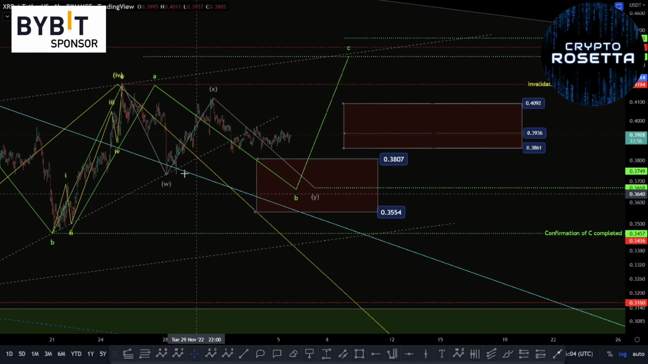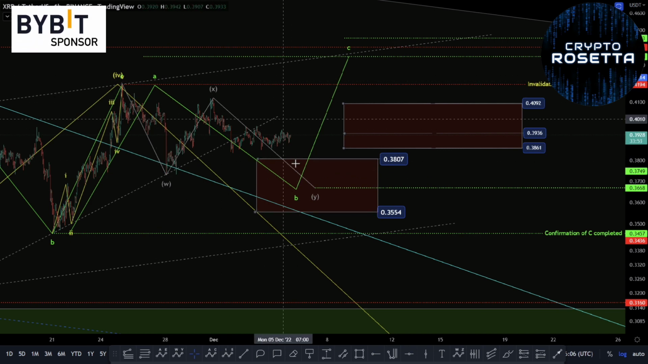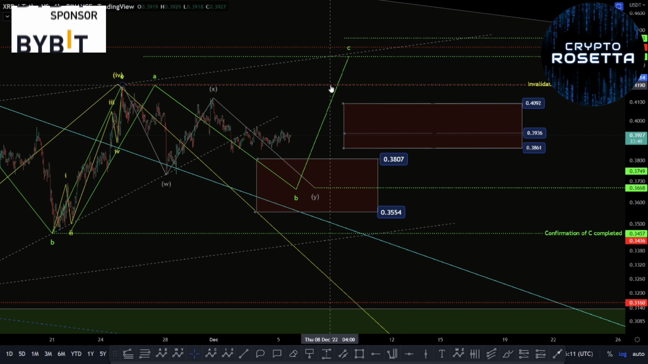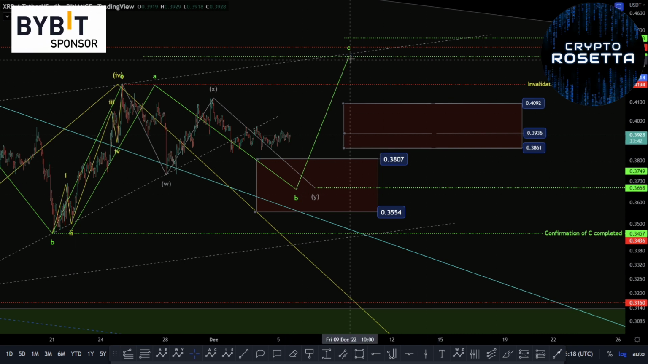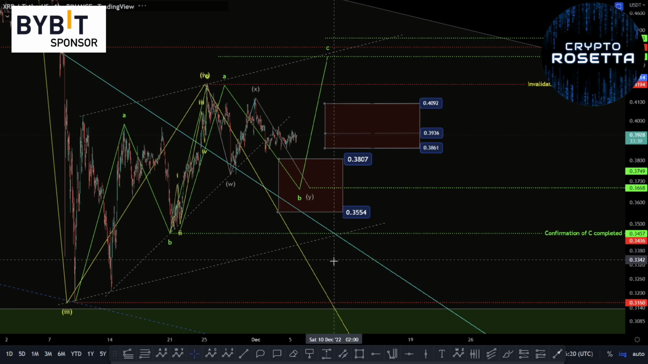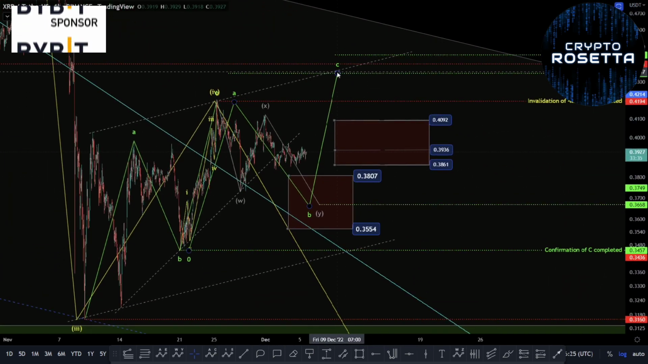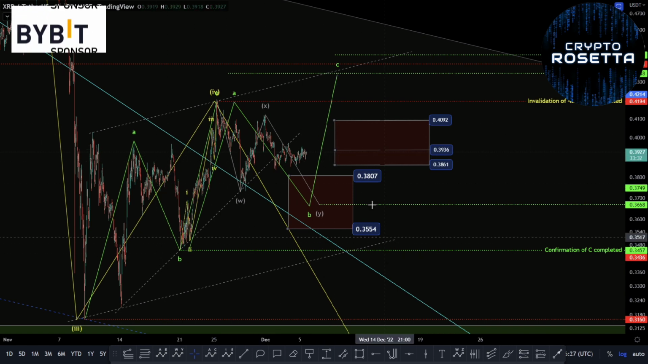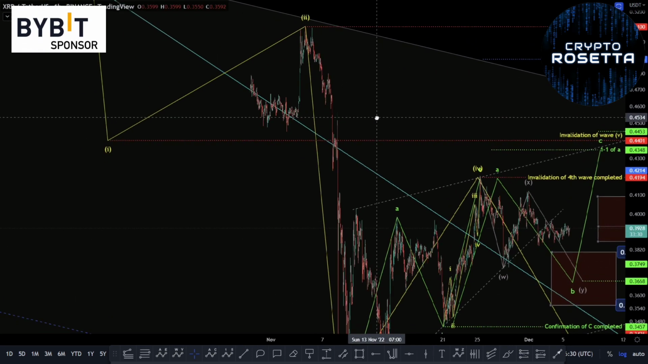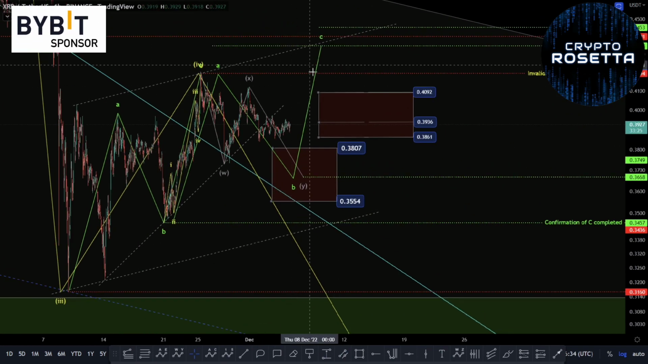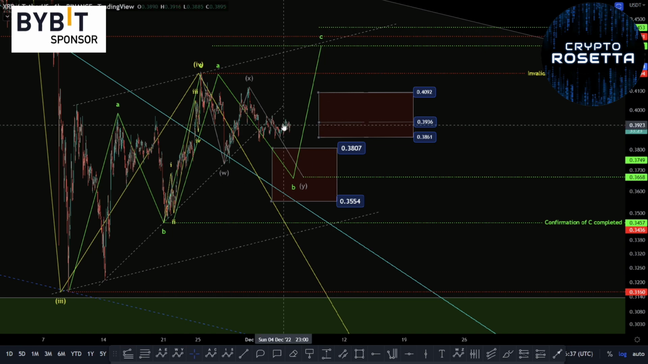Though, if we do get this move to the downside and we complete this C wave to the upside here, what we would be looking out for is crossing this 0.4401 area. If we cross above that, then it would invalidate this 5th wave that's currently marked, unless the move is a diagonal. So we'd have to be mindful that this move here could end up being a diagonal movement. And if that's the case, then we would still be looking for progression to the downside.